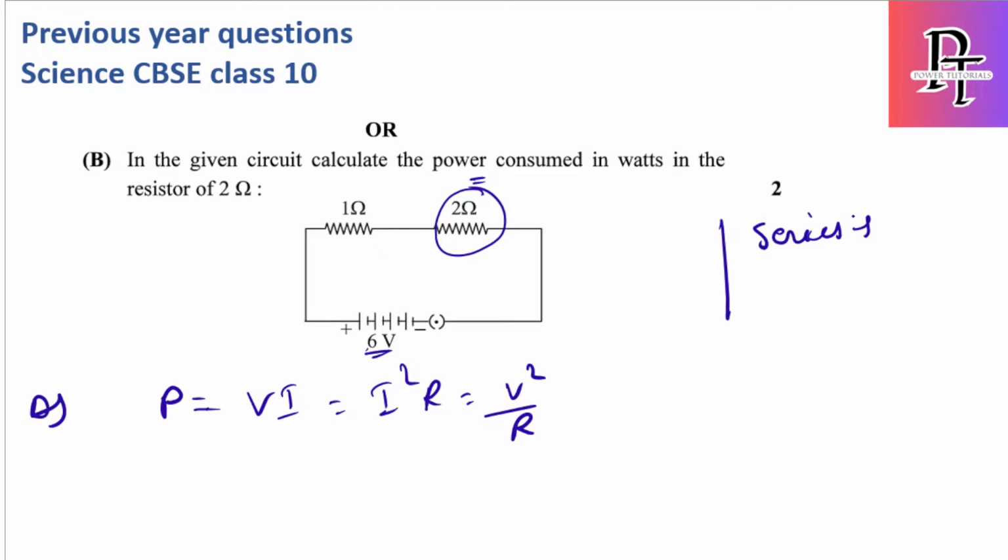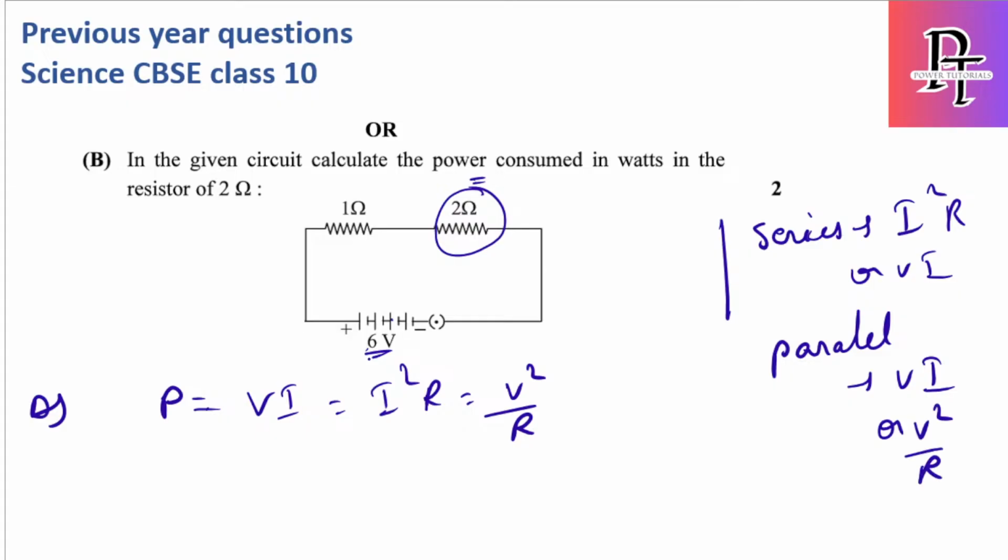you can use I square R or V into I. For a parallel circuit, always go with V into I or V square by R. Okay, for a series circuit, don't directly use 6 volts by R because 6 volts is not present at this point. If you go with the voltage, exactly find the voltage at this point, then you can use it.